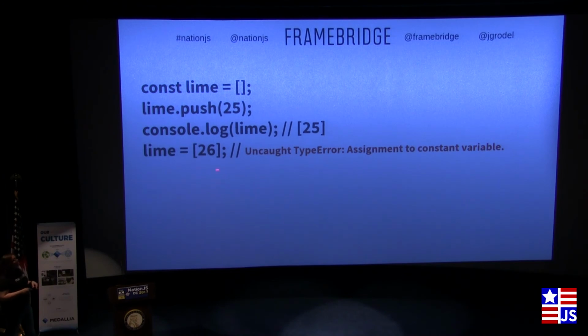Then I'm taking the reference to that and putting it in line. And that's when I'm actually changing the value of line, which I'm not allowed to do on a constant. I could instead come along and remove the items from line and add in 26, so that's what I want line to look like now, but I can't set it up as a whole new object with const.